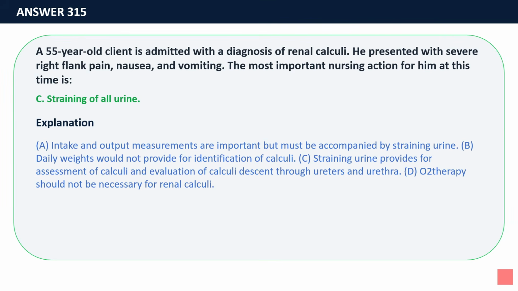Answer: C. Straining of all urine. Explanation: A. Intake and output measurements are important but must be accompanied by straining urine. B. Daily weights would not provide for identification of calculi. C. Straining urine provides for assessment of calculi and evaluation of calculi descent through ureters and urethra. D. O2 therapy should not be necessary for renal calculi.